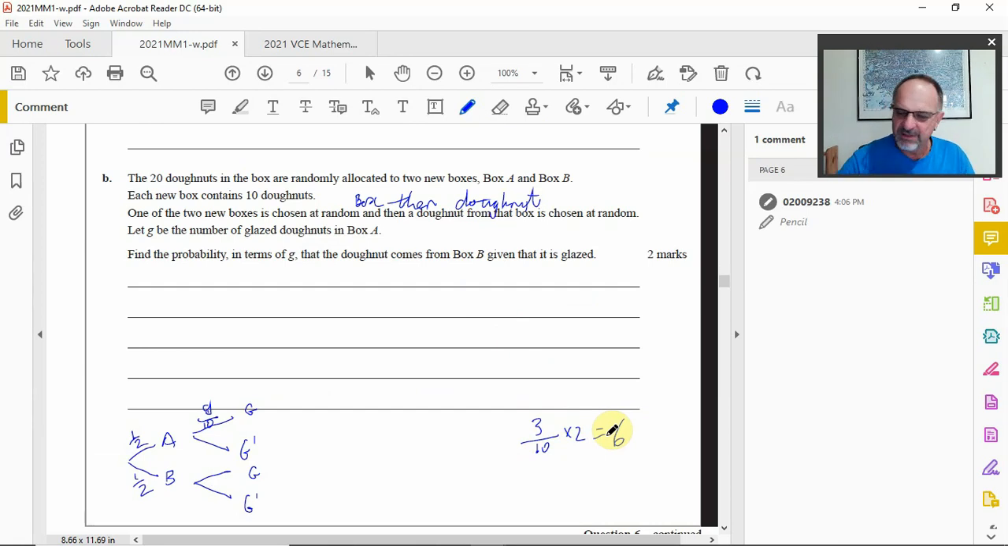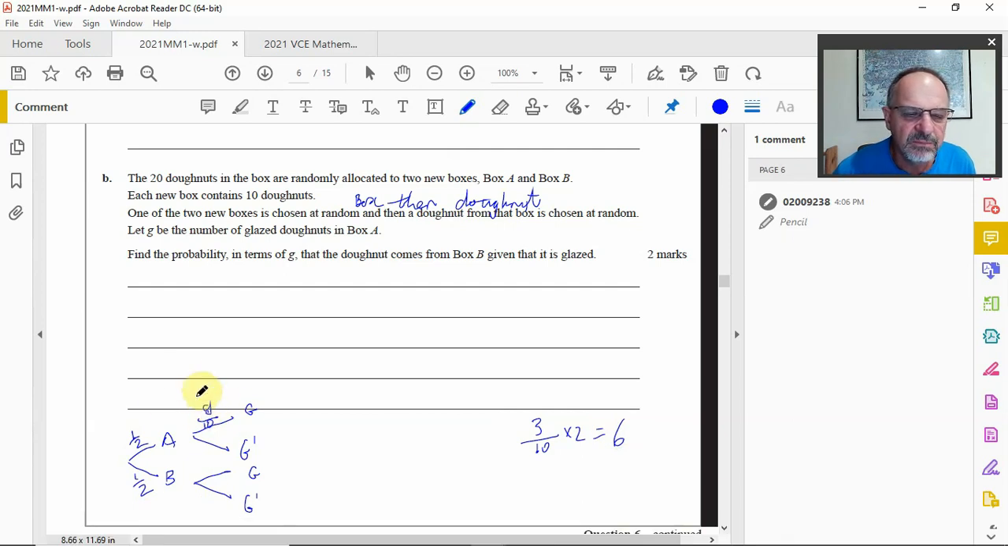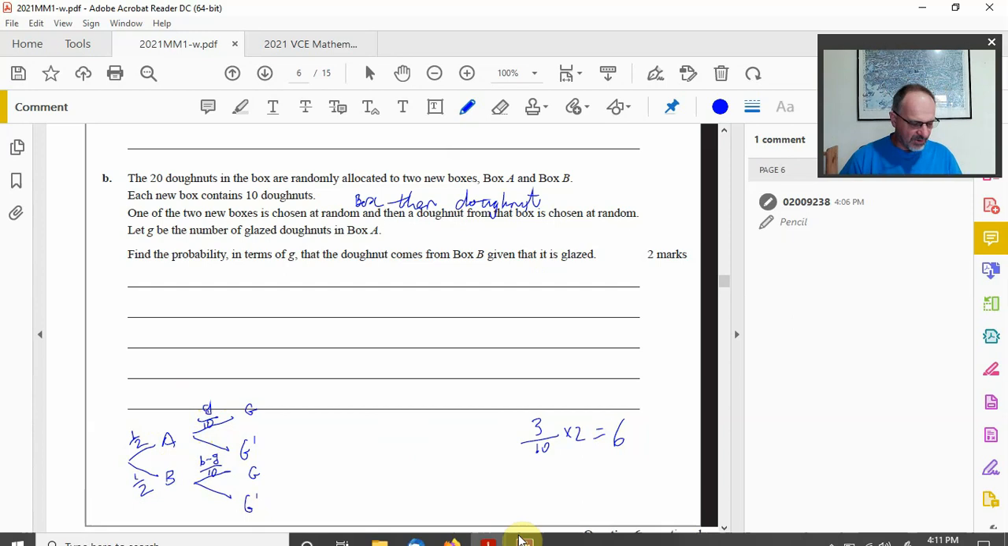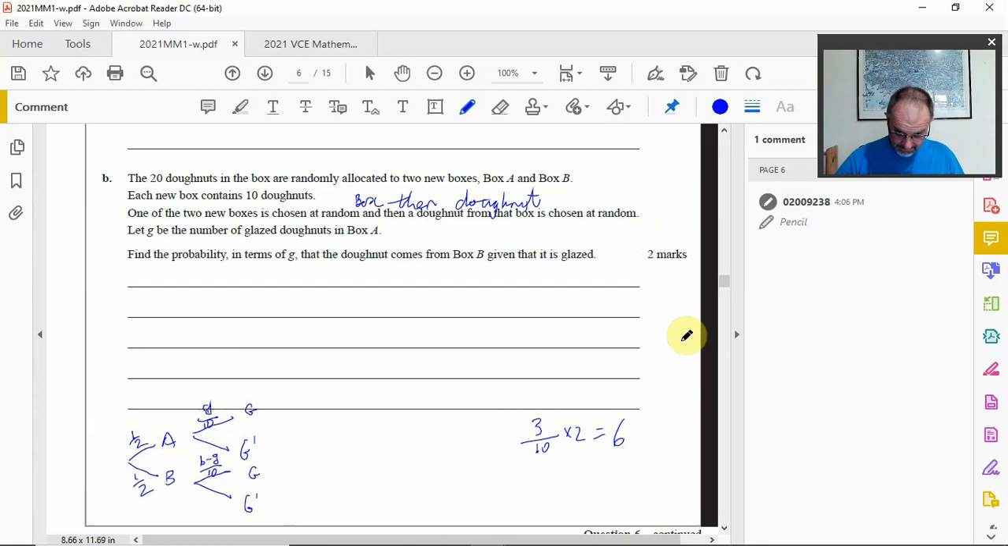And those 6 have been split between box A and box B. So if there's G of them in box A, then the rest of the 6 has got to be in box B, and the rest would be the total number, 6 minus G. And again, there's 10 donuts in that box. All right, so I've got a little tree diagram. So let's have a look now.